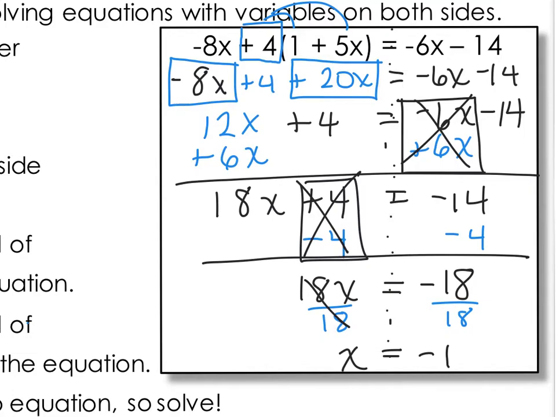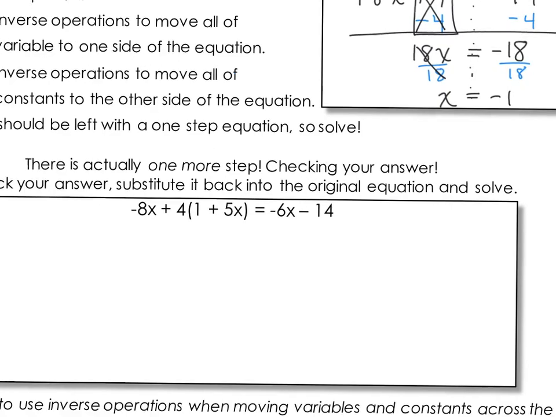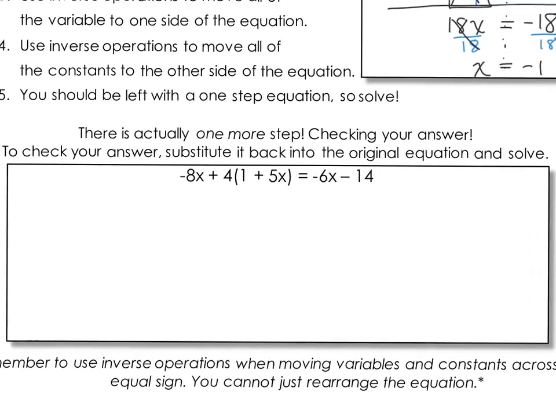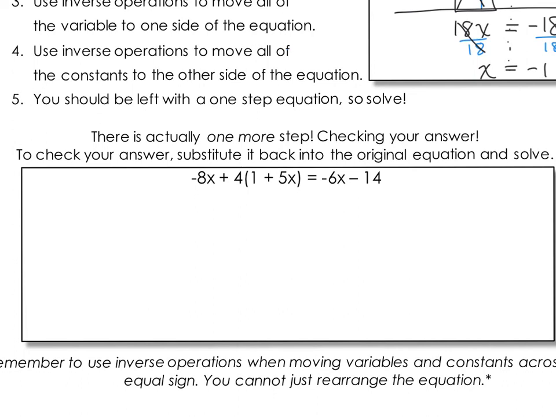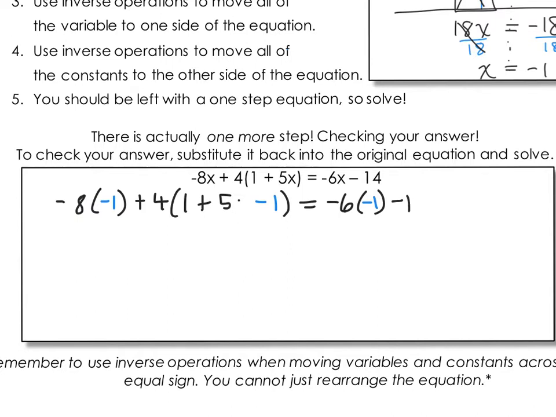Now we need to check our answer. So I'm going to go back, zoom out, and I'm going to plug in -1 anywhere there is an x, and then use order of operations to check. So -8 times, instead of x, I'm going to put -1, plus 4 times 1 plus 5 times -1, parentheses, equals -6 times -1 minus 14.